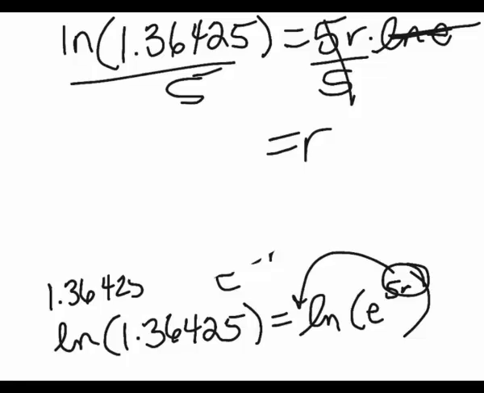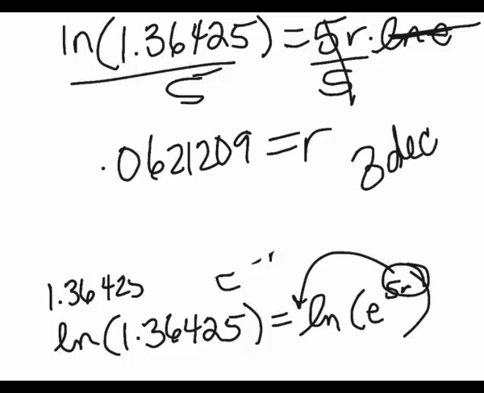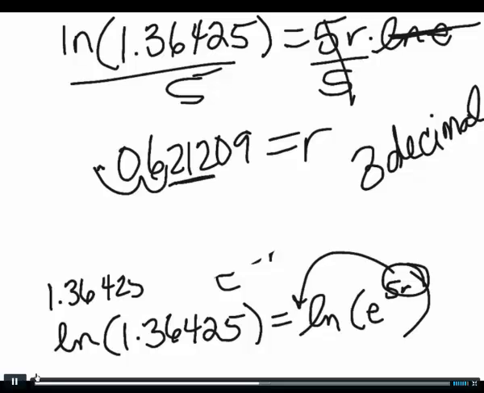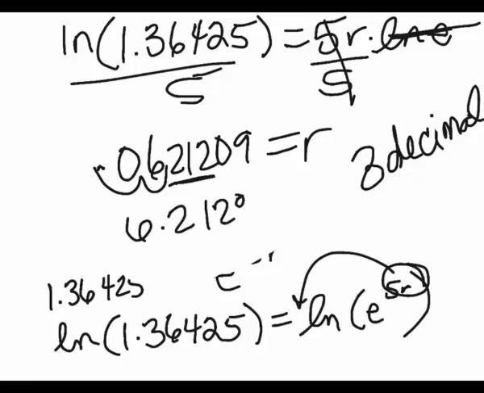So I get r equals 0.062129, and it wants me to round to 3 decimal places. Now remember, you have to change it to a percentage first, because that's how you present it. So I'm going to move the decimal 2 times. So I have 6.212. That's a 0, which means it's going to stay the same. So your answer is 6.212%. And there's your answer.